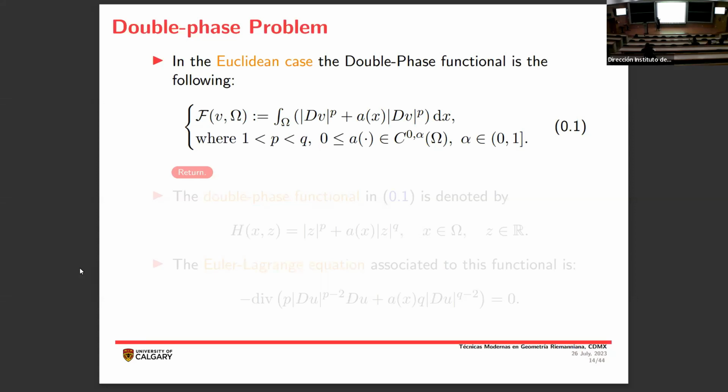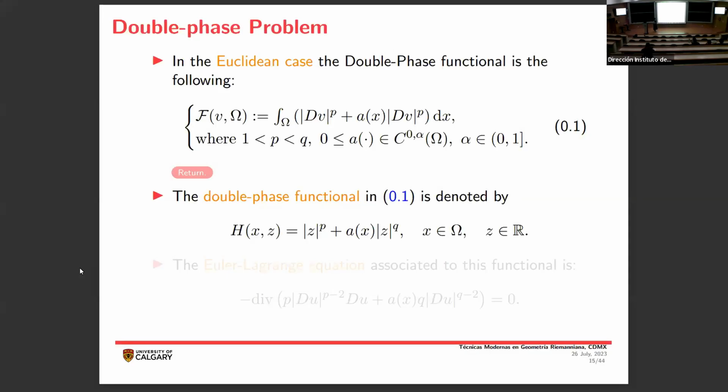Now, in the Euclidean case, the double phase functional corresponds to the following. It is the integral over a certain open, usually bounded domain in R^n of the modulus of the gradient to the exponent p plus a coefficient function times the modulus of the gradient to the exponent q. Oh, here it should say q. I'm so sorry. But okay, so this is the functional, and the standard assumptions are for both exponents to be bigger than 1, p less than q, and the coefficient function to be non-negative and Hölder continuous for an exponent between 0 and 1.